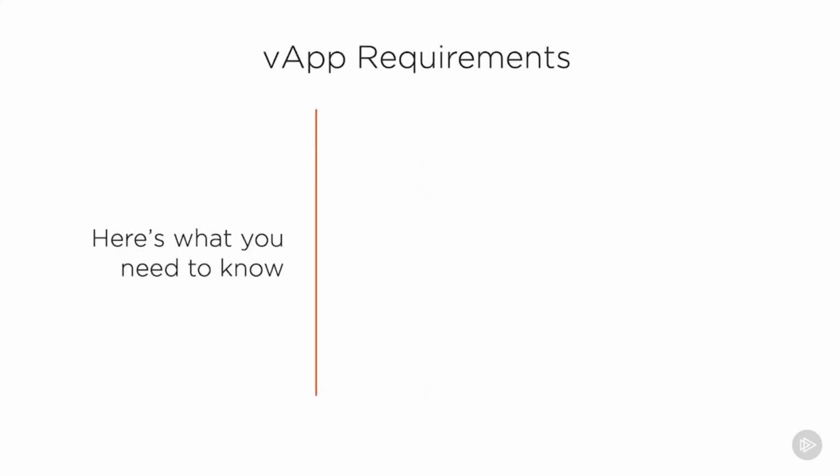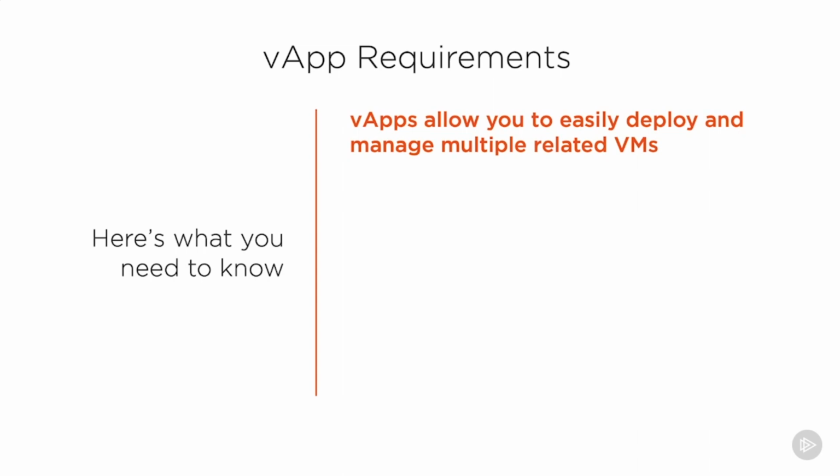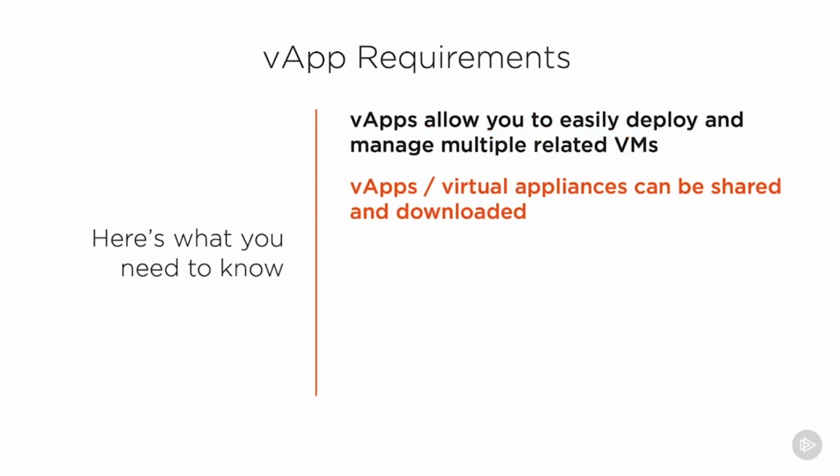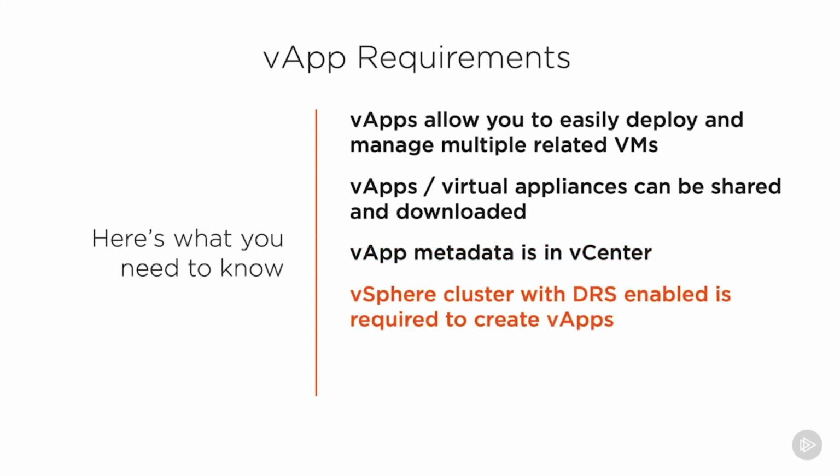When it comes to specific vApp requirements, vApps allow you to easily deploy and manage multiple related virtual machines. Back to our example with the multi-tiered application. vApps, like virtual appliances, can be shared or downloaded, and vApp metadata is stored in vCenter, and that's a critical differentiator when it comes to comparing vApps to virtual appliances. It's also required that you have a vSphere cluster with vCenter and DRS enabled in order to create vApps.